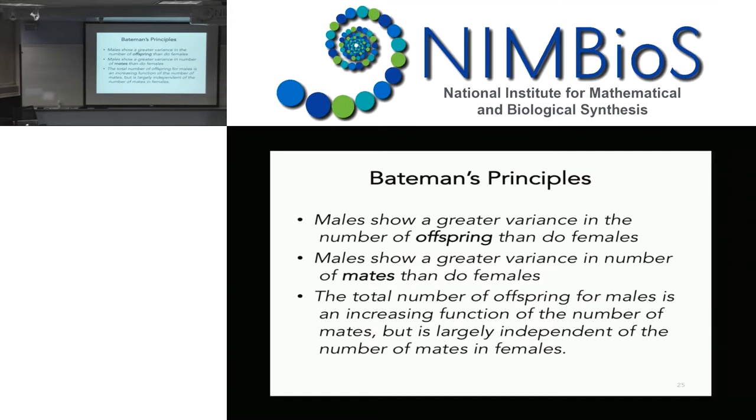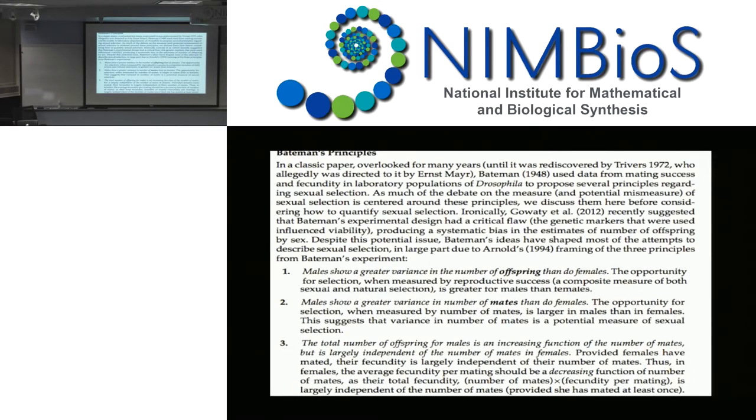Again, these were the original observations, which we will modify substantially. The idea here was that as males mate more and more and more, they have more offspring. But for females, one male is often enough to give her enough sperm to fertilize all her eggs. So those were the original ideas of Bateman's, and people are probably getting a little bit chafed about some of these. So let's deconstruct those and see what the current way to express this is. So those are Bateman's principles.